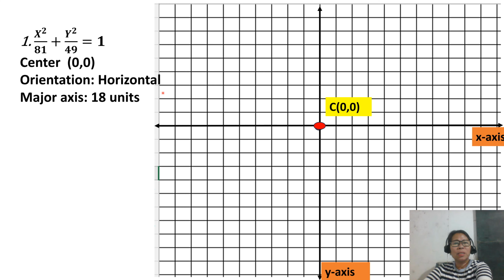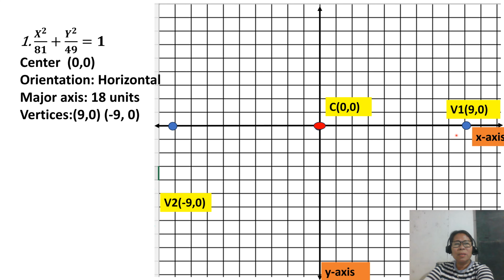The next one is to determine our major axis. The major axis comes from the square root of our bigger number. So 81 is bigger than 49. The square root of 81 is 9, but we need to get the total length of our major axis. Thus we multiply it by 2, so 18 units. Since it's horizontal orientation, we will be counting 9 units to the right and 9 units to the left. And there are the coordinates of our major axis, (-9, 0) and (9, 0).